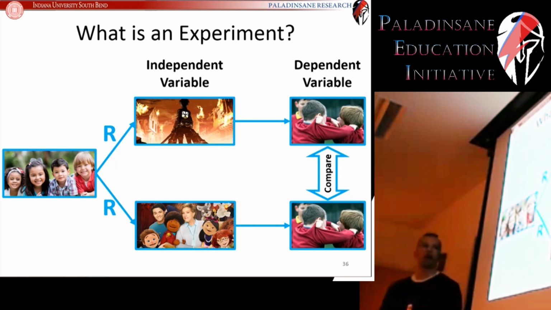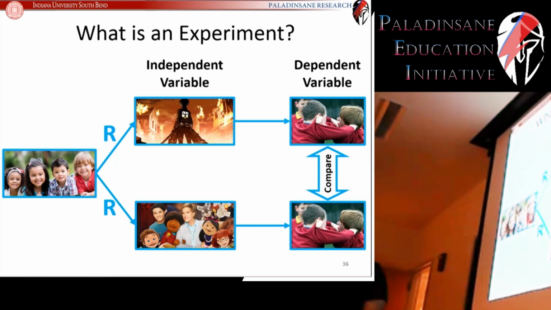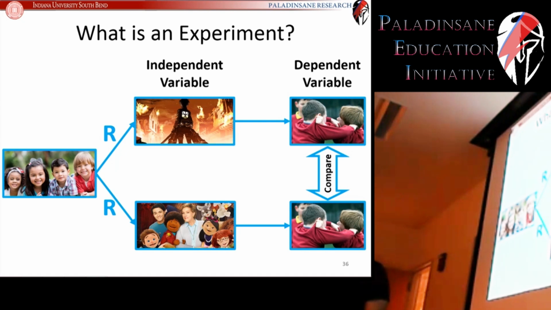So let's give it a shot. What is an alternative explanation? If this group was found to be more violent than this group, what other than the difference in violence on those TV shows could have been a contributing factor?